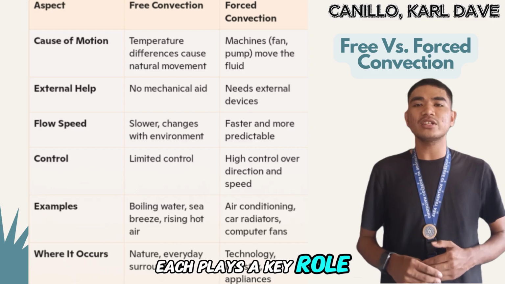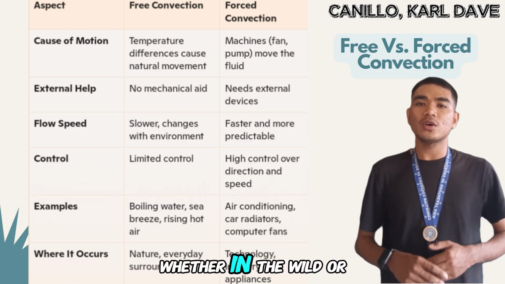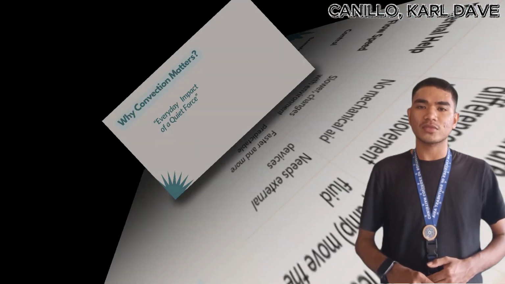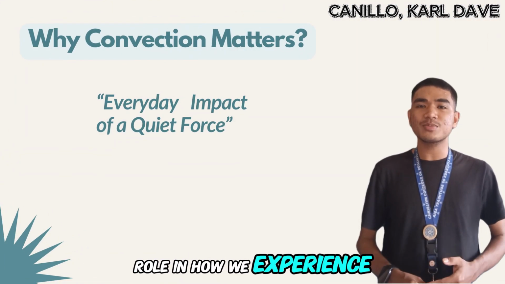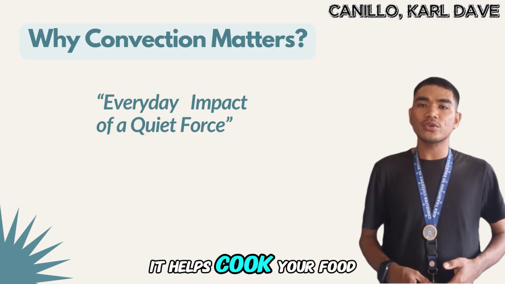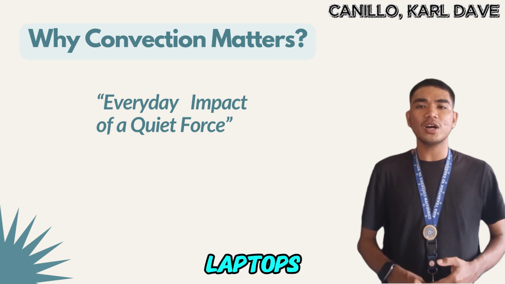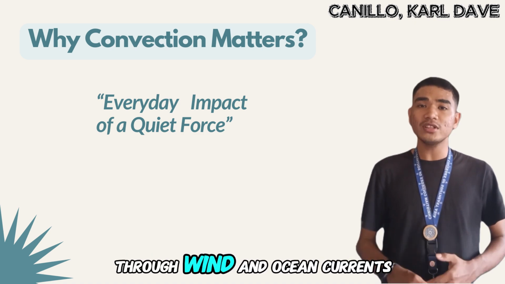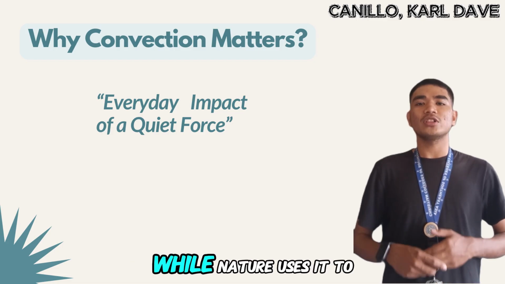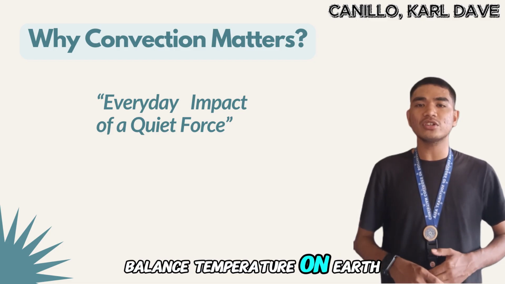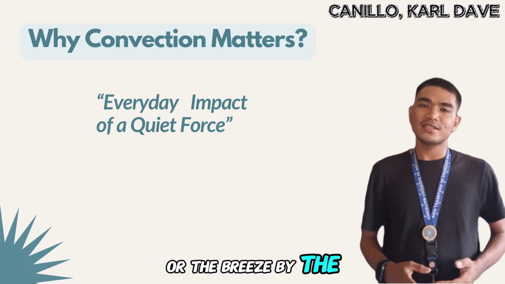Each plays a key role in helping us stay warm, stay cool, and stay safe, whether in the wild or inside a smartphone. Convection might seem invisible, but it plays a big role in how we experience the world. It helps cook your food, keeps your home comfortable, cools machines like phones and laptops, and controls the climate through wind and ocean currents. Engineers use it to improve designs, while nature uses it to balance temperature on Earth, whether it's the fan in your laptop or the breeze by the sea.